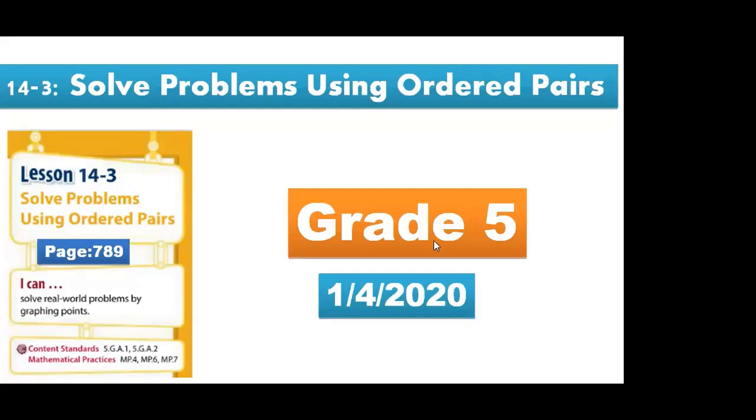Our lesson today is a new lesson, 14.3, page 789, solve problems using ordered pairs. Please hurry up and open your book, page 789. Solve a problem using ordered pairs is a very easy lesson. In this lesson, you are going to solve real-world problems by graphing points. This is according to the relation between x and y. So let's go direct to page 789.